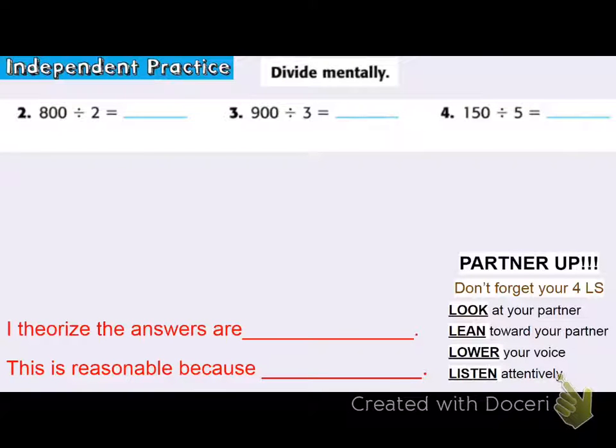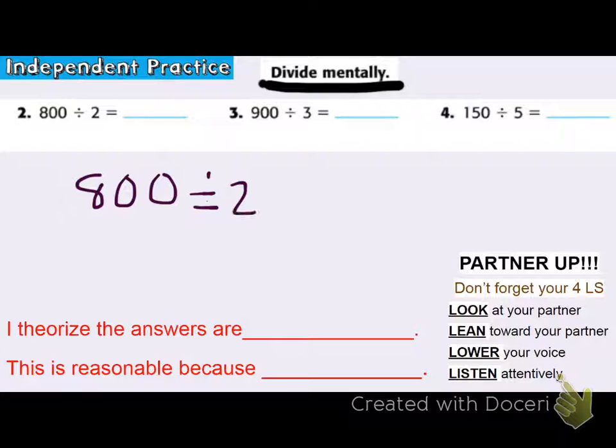All right, I'm moving right into that independent practice in your book. And we have to divide mentally. So we're going to divide in our mind. 800 divided by 2. Well, we can start with that basic fact of 8 divided by 2. Because the 8 is the first digit and the 2, I can see that 2 does go into 8. 2, 4, 6, 8. The basic fact is 4.